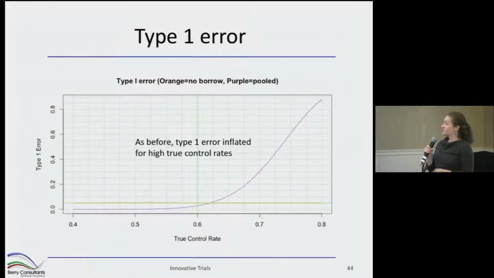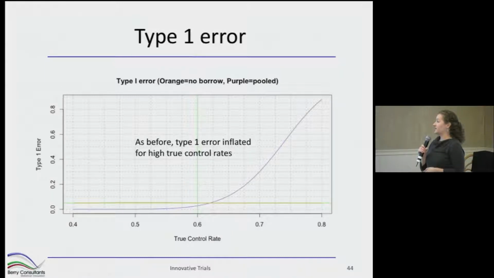All right, so we're going back to this graph again. So the green line here, this is a 5% type 1 error rate. What we see, this is our trial that pulls the data together. So we take those 72 responders that we got on the previous trial, we add that data to what we get in the new trial, and what we again see is inflation of our type 1 error rate.